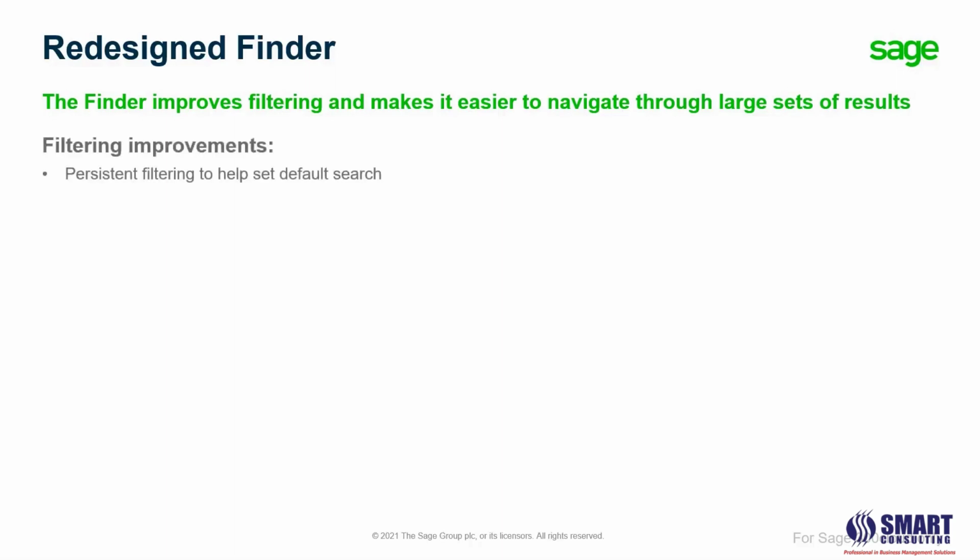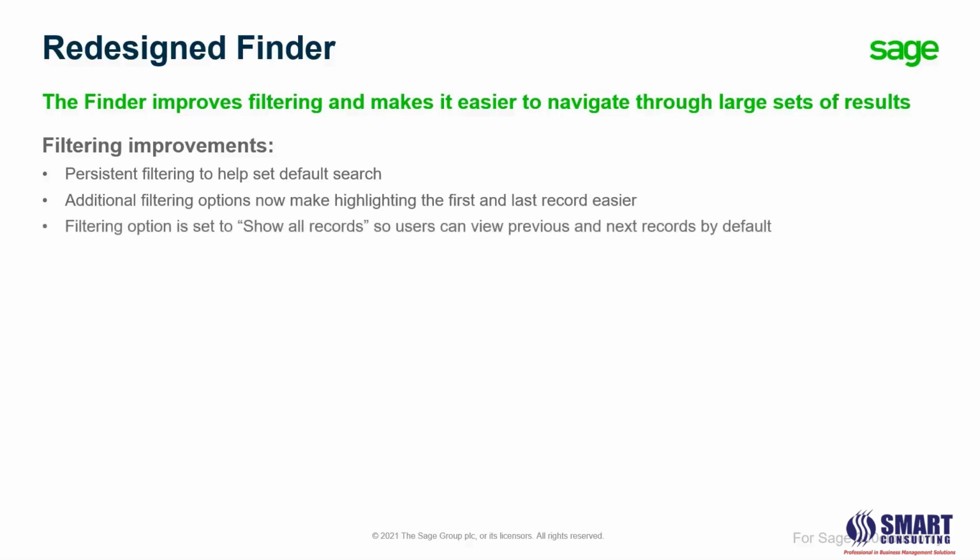The addition of persistent filtering helps set default search that enables the users to use same previously used criteria for future searches. Additional filtering options now make highlighting the first and last record easier. By setting the filtering option to show all records, users can view previous and next records by default. Users may also change the size of the Finder for a quicker look at the records.